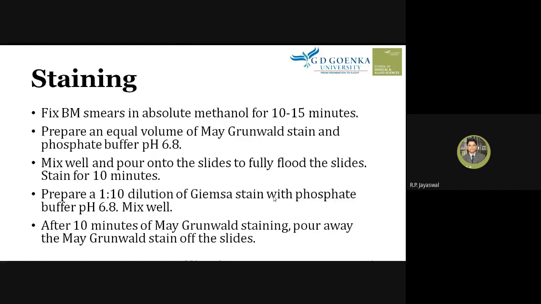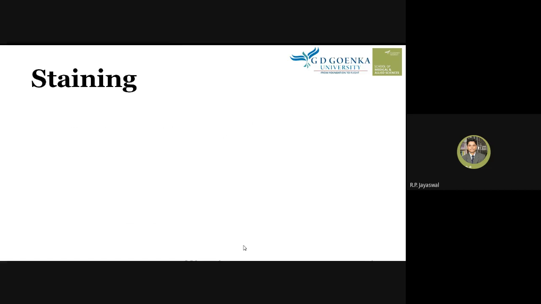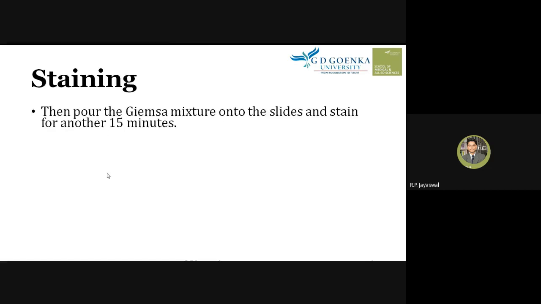So you have to just remove the content of the May Grunwald from the slides. Just pour away means you have to remove the May Grunwald stain from the slide, and you can do the next step, that you have to pour the Giemsa mixer now. The diluted Giemsa mixer now you have to put on the slides, and you have to wait for another 15 minutes. This is a very simple procedure.